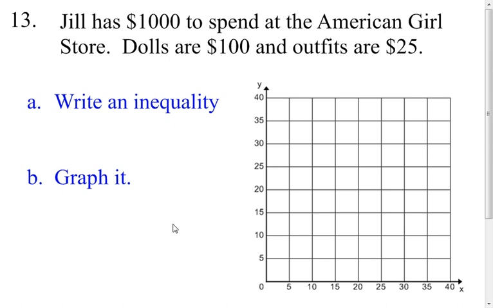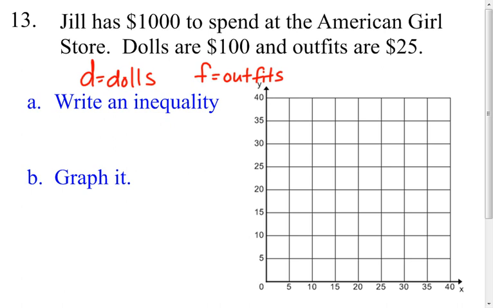So basically, she's going to buy some combination of dolls and outfits, and we don't really know how many dolls, how many outfits, but when she combines them, she cannot spend any more than $1,000. Okay? So this is sort of what it's going to look like. First of all, I'm going to define my variables. I'm going to say that D stands for dolls, and I'm going to use F because I don't want to use O. It might look like a 0. F stands for outfits.